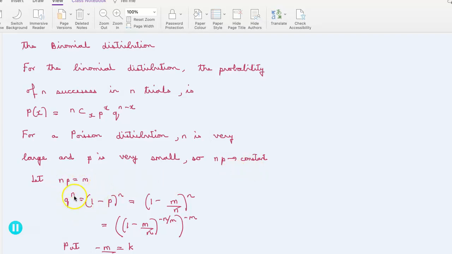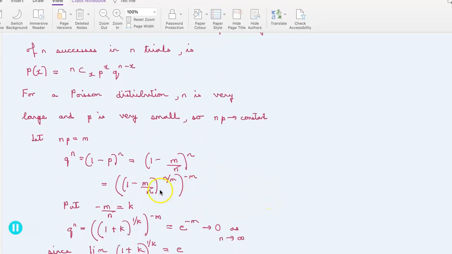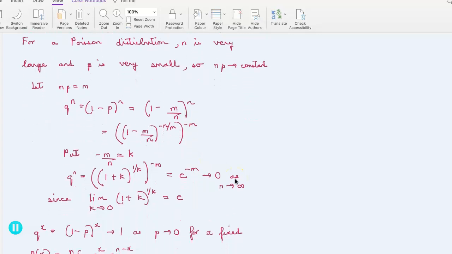So what is q raised to n? Q is 1 minus p raised to n, but p is m by n. So it is 1 minus m by n raised to n, and we are just going to write this as 1 minus m by n raised to minus n by m, raised to minus m. So what happens here? The minus sign and the m cancels and it comes back to n. Now if you put minus m by n as k, q raised to n becomes 1 plus k whole raised to 1 by k raised to minus m.